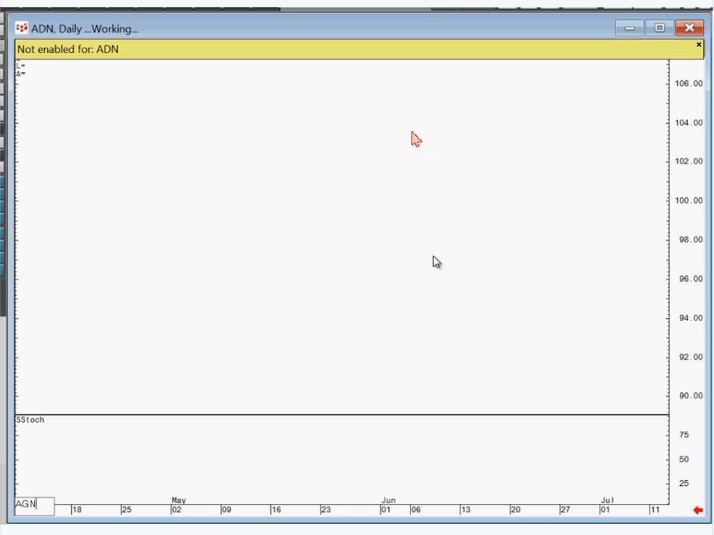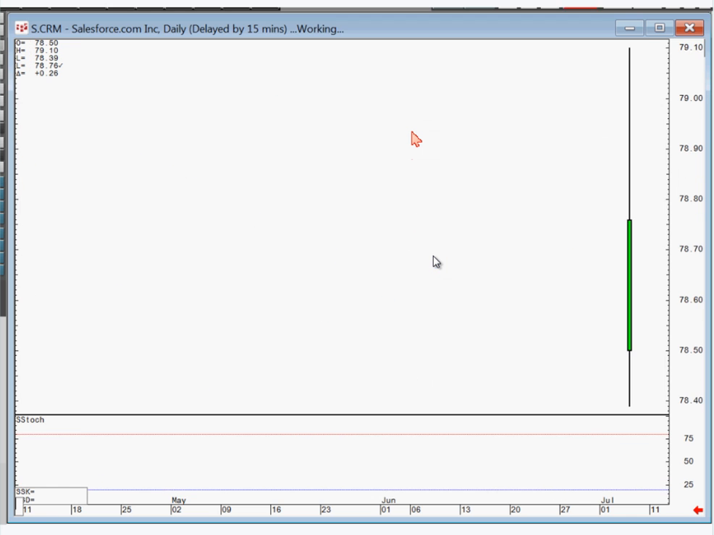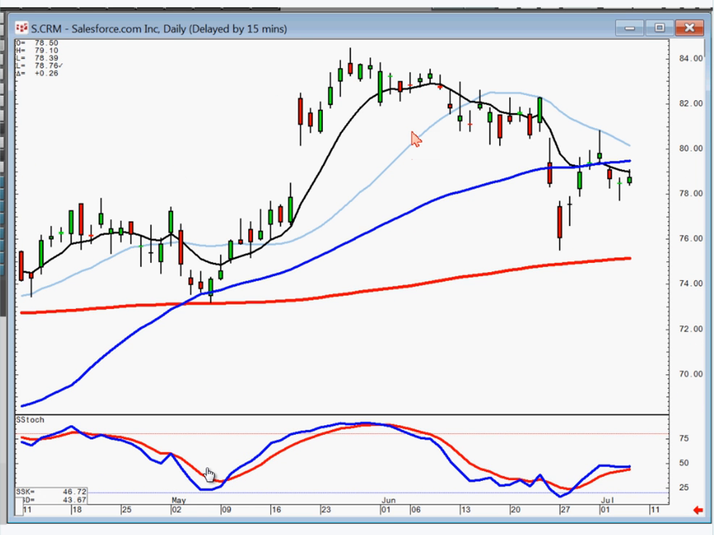AGN, slow, steady uptrend. You can stay with this one. Dividend on BPT is 16.3, but I think, if I'm not mistaken, that BPT is kind of a self-liquidating process, that it's the return of capital as well as dividend return. Salesforce, another one that I wouldn't be long or short, just not enough direction right there.